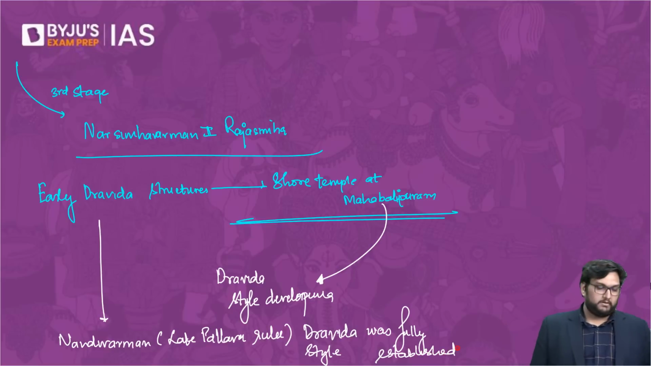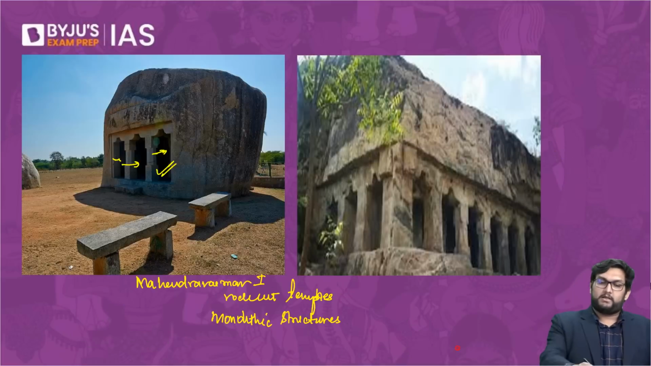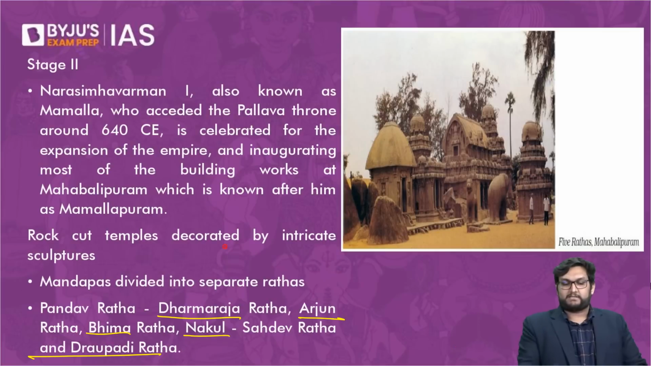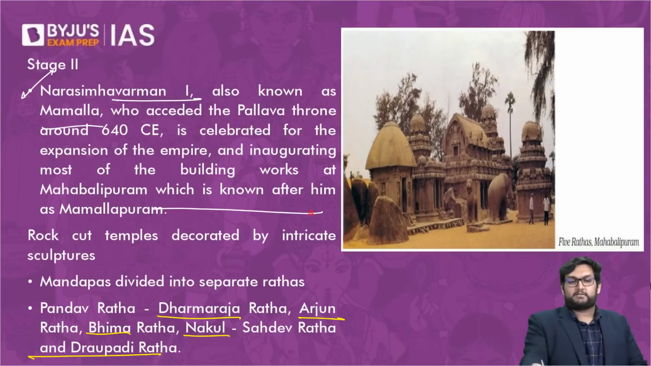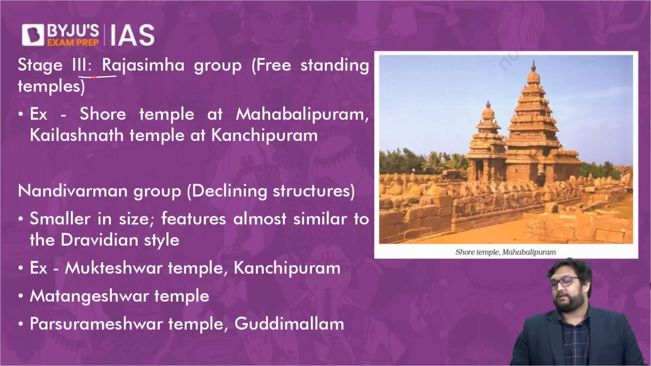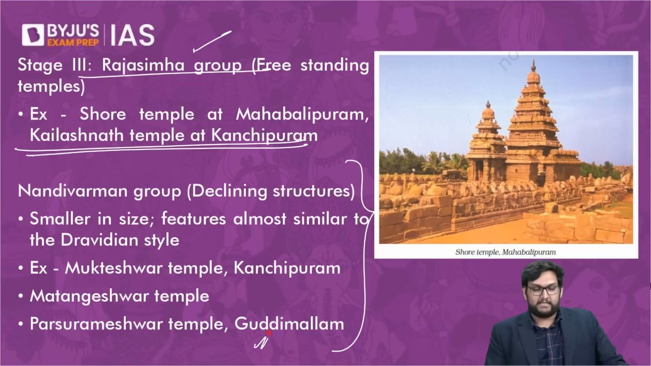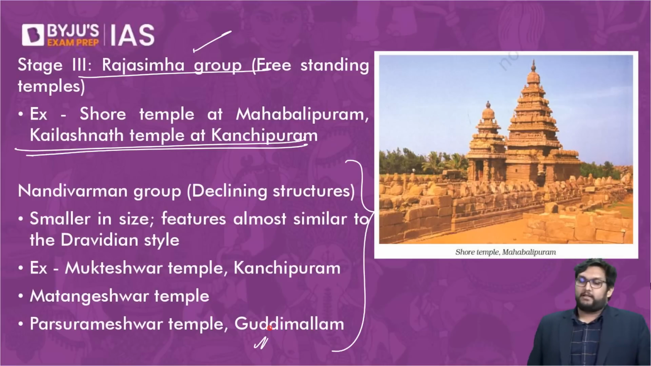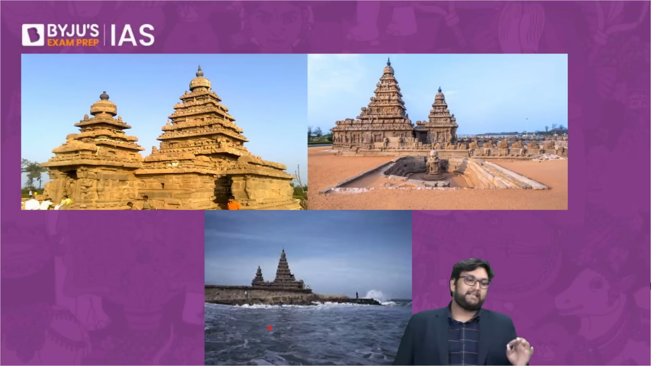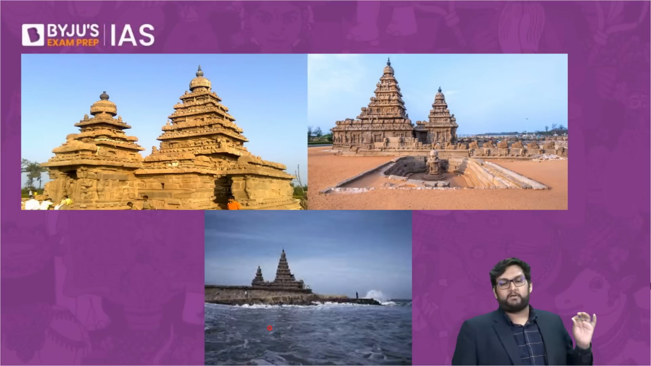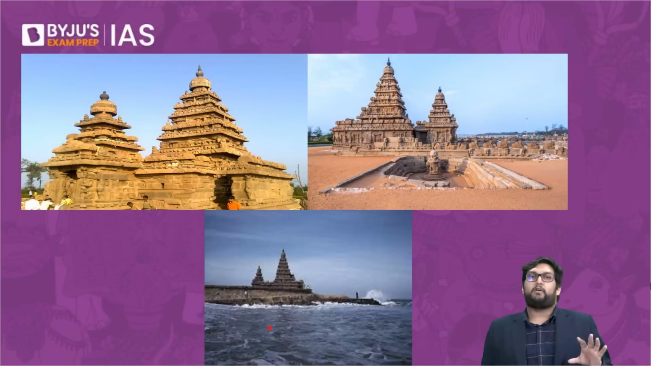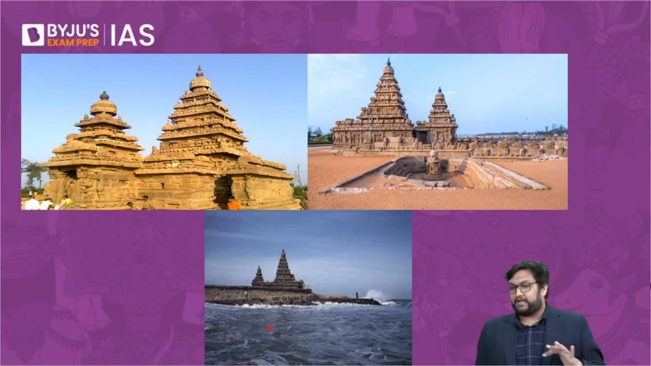Now, this is where you see Narasimhavarman I Mamala, Pancharaths, Mahabalipuram, and you have the Rajsimha group, Shore Temple and Kailashnath Temple at Kanchipuram. These temples will then give way to the Mukteshwar Temple and the Matangeshwar Temple in the Gudimallam area. But the Shore Temple will basically establish the basic features of Dravida, which will be taken forward by the Cholas and taken to the highest point thereafter.